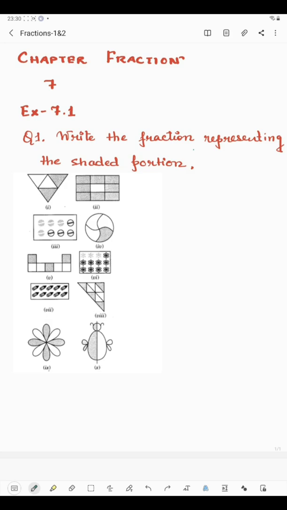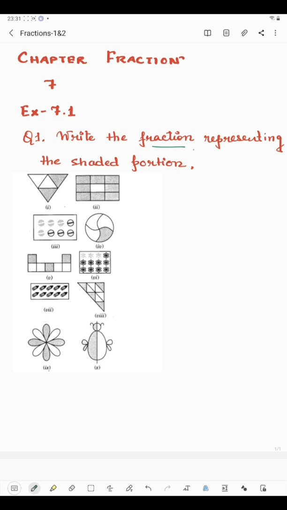Hello students, now I am going to start question number 1 of exercise 7.1. Question number 1 says write the fraction representing the shaded portion. Fraction means a part of a whole. Here we will have to write the fraction representing the shaded portion.